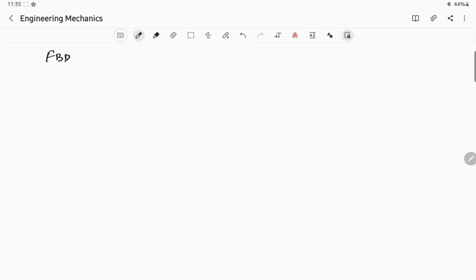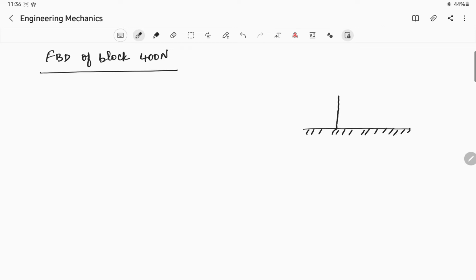So I'll write here FBD of block, 400 Newton. The block is resting on a horizontal surface, right? This is the horizontal surface we have, and the block is resting on a horizontal surface like this. And what is the weight acting? What is the weight of the block? Weight of the block is 400 newtons, isn't it?